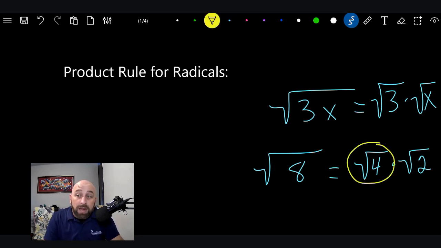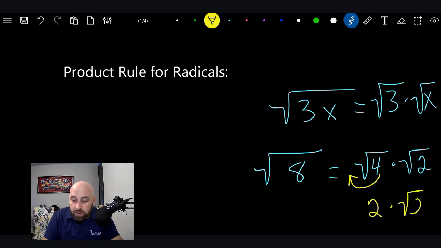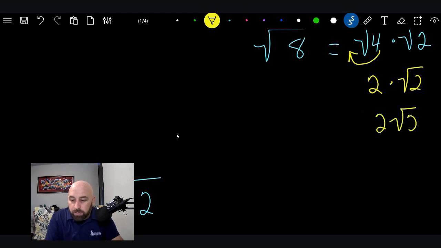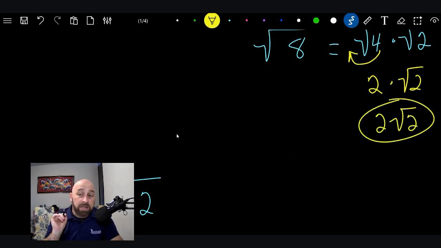Okay, so the reason why you want to do this is because maybe you notice something happened right here. What happened right there is I got a perfect square. I can now solve that. What is the square root of 4? Well, it's 2. 2 times the square root of 2, or you could just write it 2 square root of 2. You don't have to write the times sign. And that would be my answer for that problem.